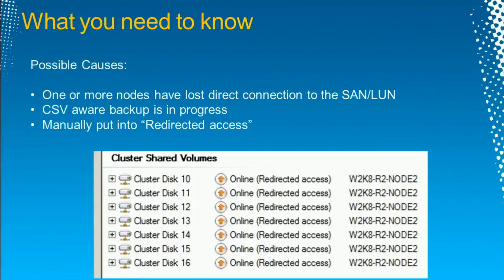Here's what it's going to look like. Online redirected access. Basically, one or more nodes have lost connection to the SAN. A backup application that is CSV aware, like DPM, NetBackup has one. I think there's a couple others. I think UltraBack, I think, is one of the other ones that have it. It'll actually put it in online backup in progress, redirected access. So you'll know there's a backup that had happened. Or someone just manually put it in redirected access mode.